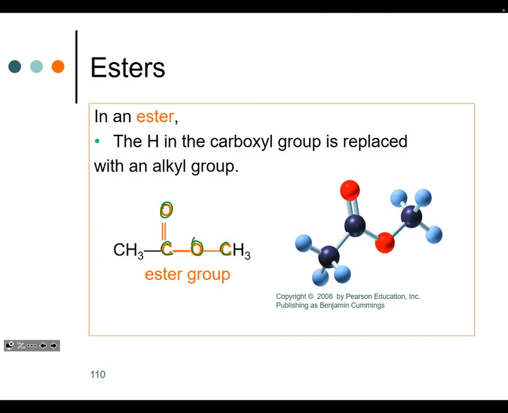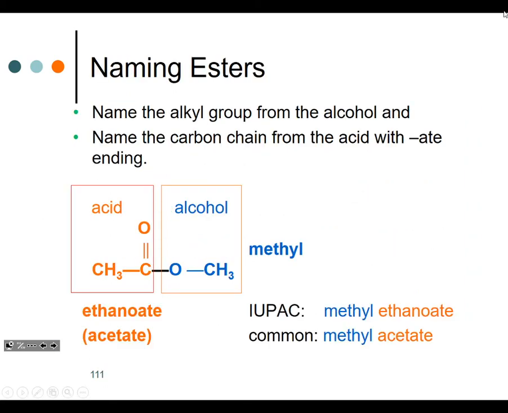All right, so now we have another alkyl group. So this is my ester group. So even here, COO, and then another C. So we have an acid, and then we have what they call the alcohol part. So to name this, name the carbon chain from the acid with an ATE ending.